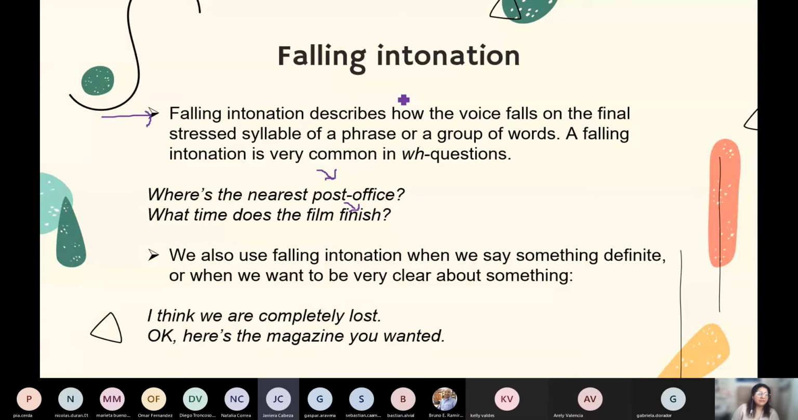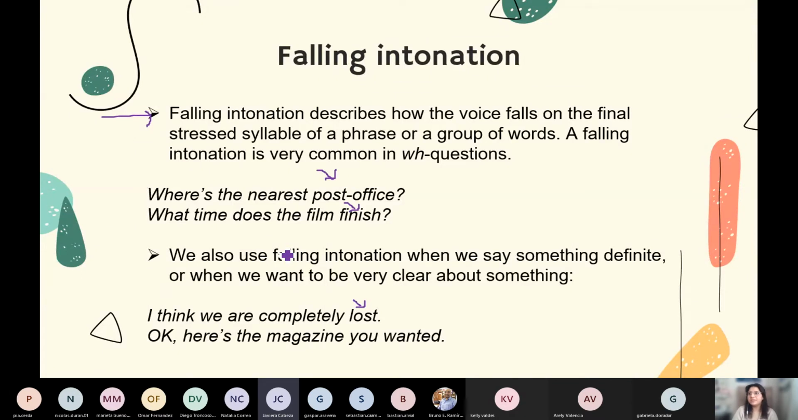Here we have that we also use a falling tone when we say something definitive or when we want to be very clear about something. For instance, we have, you are completely lost. There's no other way. You are completely lost in this case. It's something that we are stating that it's like that and there's no other way. So I think we're completely lost.